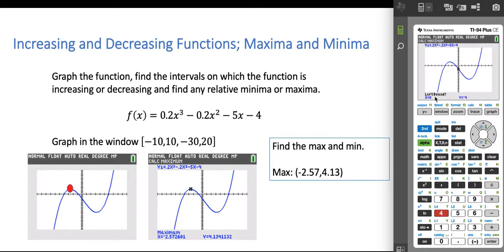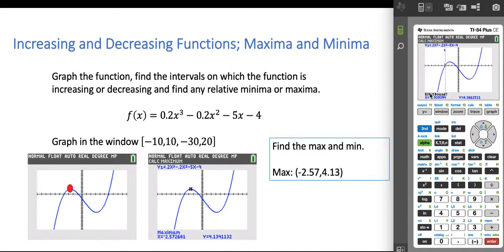Now, pay attention to what your calculator says. Your calculator says left bound? So what it's telling you to do is get this blinking cursor to the left of this point. Remember, the point we want is right here. That's the maximum. So we need to get to the left of that point. I'm going to use this arrow key until I am clearly to the left of that point. Not on top of it, clearly to the left of it. So that looks pretty good. I'm to the left of it, and I press enter. Every time you see that left bound, make sure once you get to the left bound, you press enter.